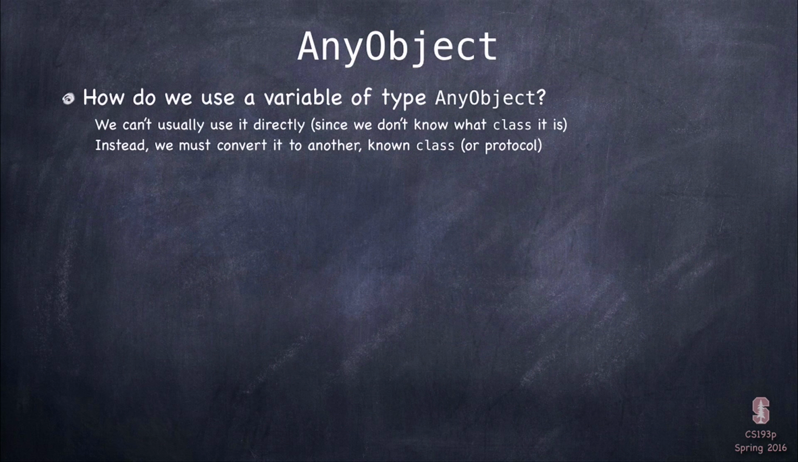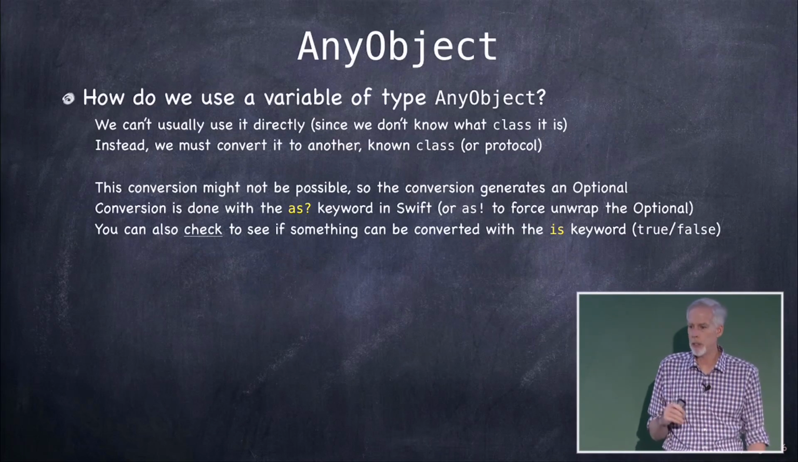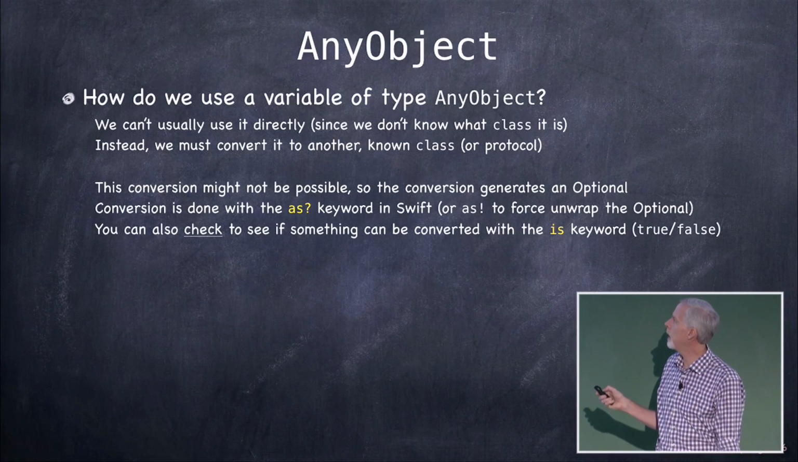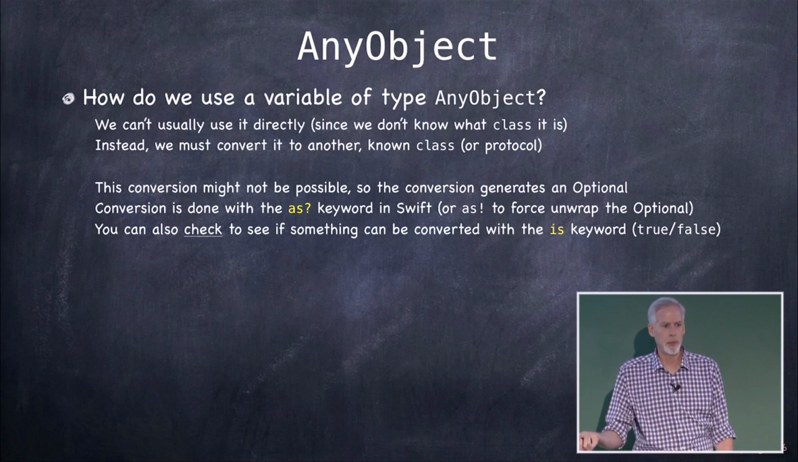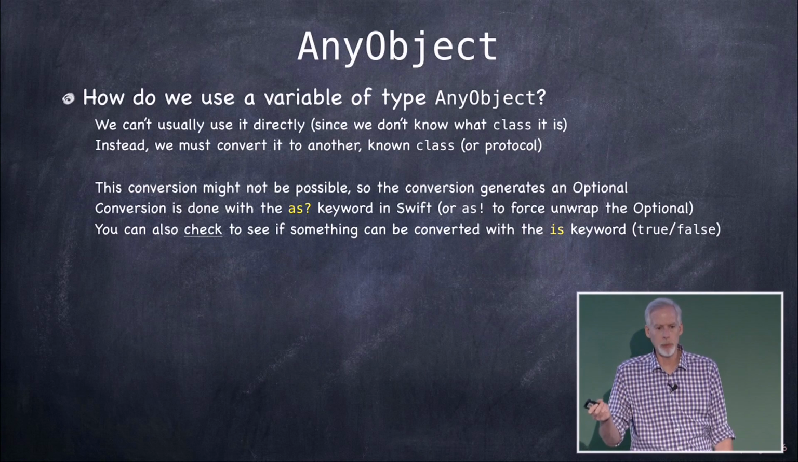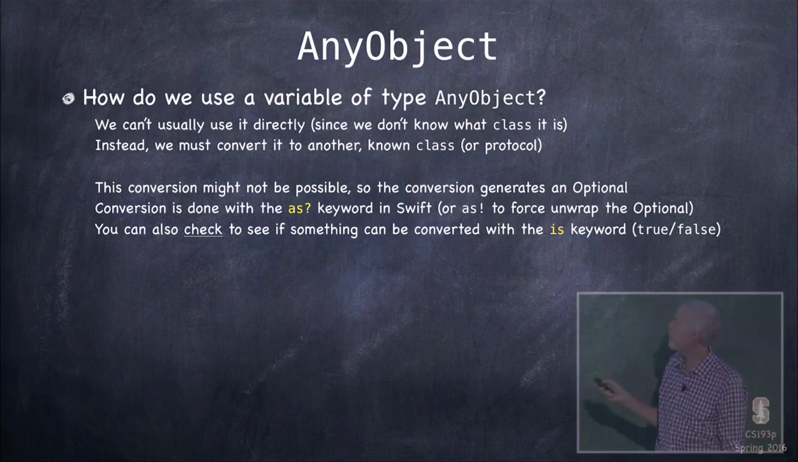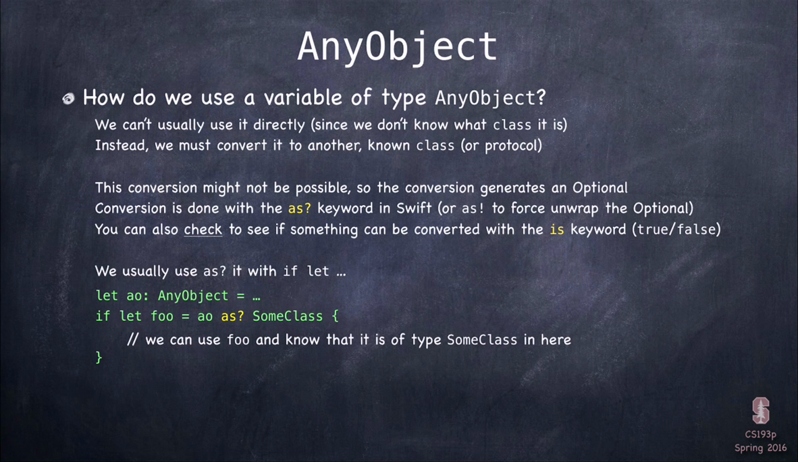All right? So how do we use a variable of type AnyObject when we don't know what it is? The answer is we have to convert it to a type that we do know. Now, this conversion might not be possible, because that thing might not be of that type when we try to convert it. So we use the as keyword in Swift to try to convert it to the other type. In other words, try to treat that AnyObject as something else, optionally. So this returns an optional. We usually use it with if let, this as thing, because it returns an optional.